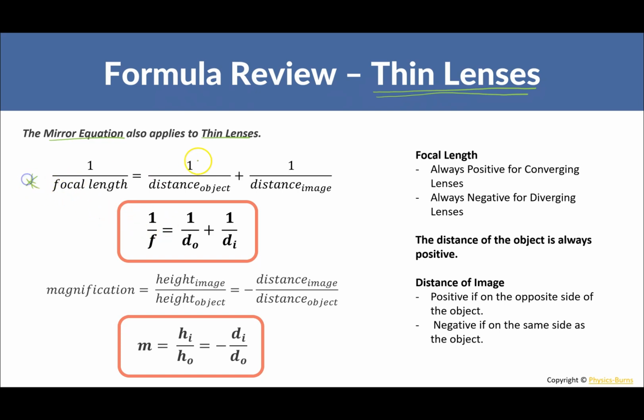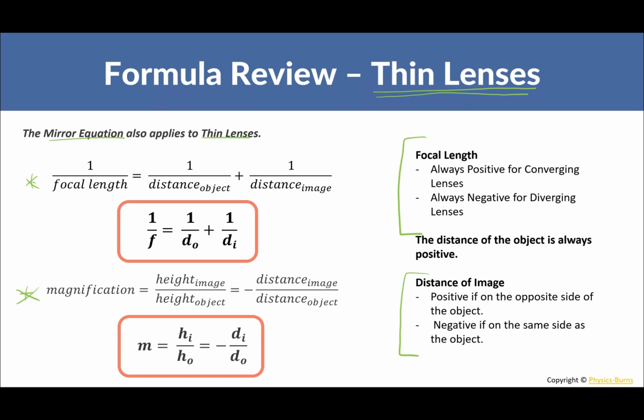1 over the focal length is equal to 1 over the distance of object plus 1 over the distance of image. And magnification is equal to the height of the image divided by height of object, or it's also equal to negative distance of image divided by distance of object. A few reminders as well. Focal length is always positive for converging lenses, always negative for diverging lenses. The distance of the object is always positive. Distance of image is positive if on the opposite side of the object, negative if on the same side as the object.